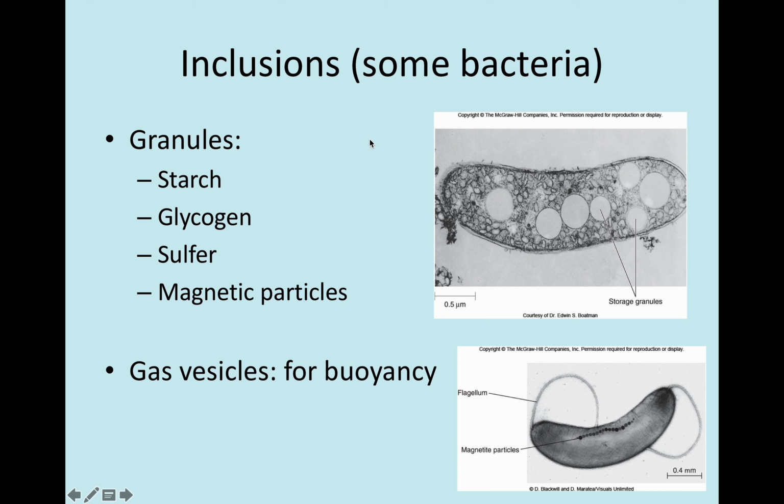Other internal structures in some bacteria: I want to highlight that not all bacteria have these inclusions. They're also called granules. These granules are basically large vesicles that store certain molecules, such as starch, glycogen, sulfur, and even magnetic particles. The bacteria down here on the bottom right has these magnetic particles, allowing them to fix to certain metals in the environment. They can also contain gas, which allows them to be buoyant in a water system.